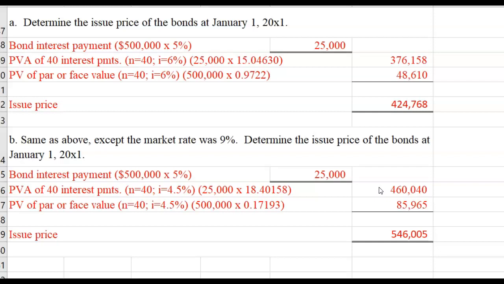$460,040. And the present value of the par or face value of the bond, where n equals 40 and I equals 4.5%, is $500,000 times 0.17193, and that equals $85,965. Add the two present values together to calculate the issue price of $546,005. Let's find these two factors on the present value tables.